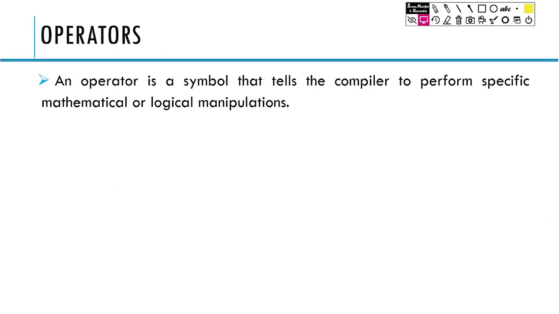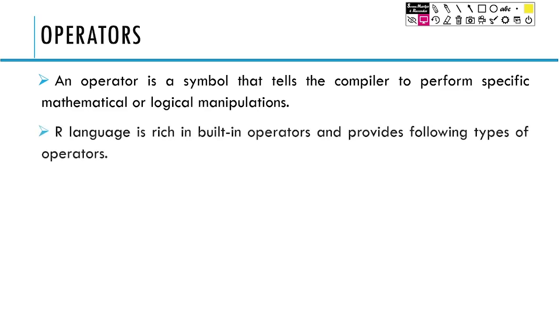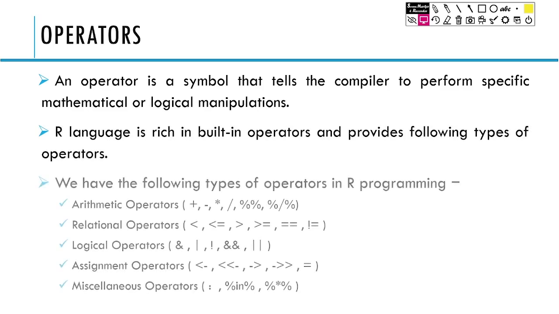Operators can be represented with a symbol that tells the compiler or the interpreter to perform specific mathematical or logical manipulations. In many operations, an operator is needed. Many types of operators are present in R. R has a rich set of built-in operators. They are arithmetic operators, relational operators, logical operators, assignment operators, and miscellaneous operators.